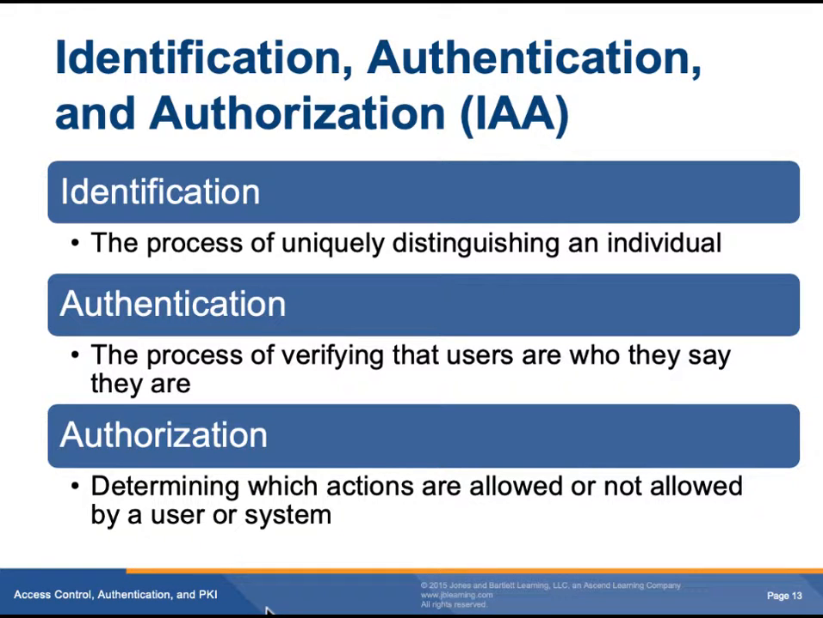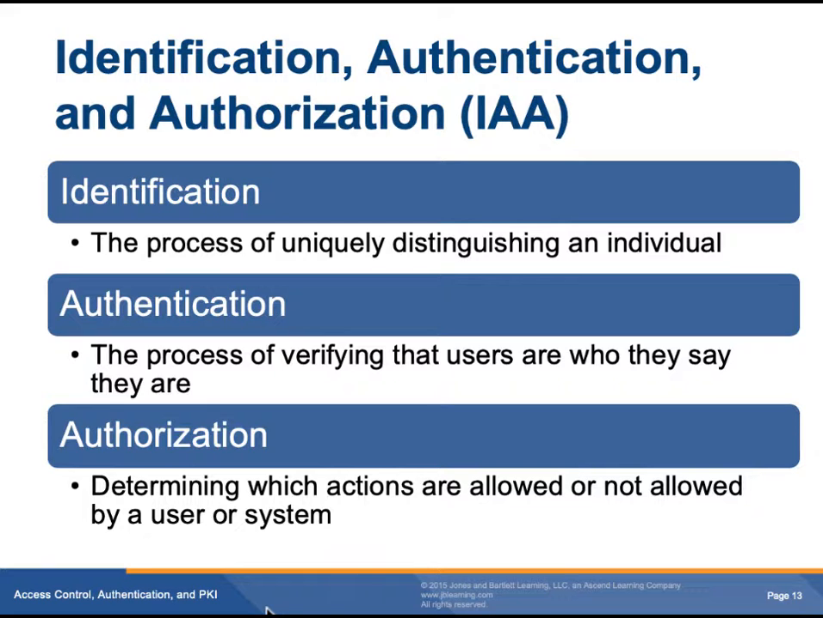Identification, authentication, and authorization, IAA, involves these 3 aspects. Identification is the process of uniquely distinguishing an individual. Authentication is the process of verifying that users are who they say they are.